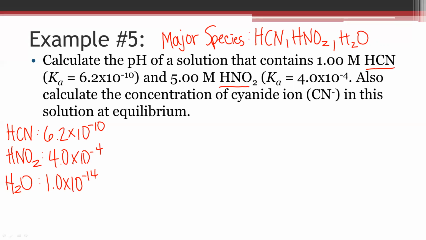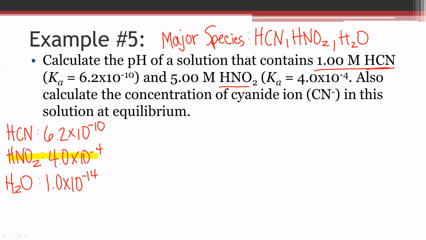Okay, so looking at these Ka values, the largest of all is the nitrous acid, 4 times 10 to the negative 4. Since that is the largest one, that is what contributes all of our H plus, our proton, that then gives us the pH value. So when we are figuring this out, we're going to forget for now anything about the HCN and anything about water. We're just going to focus solely on the HNO2.